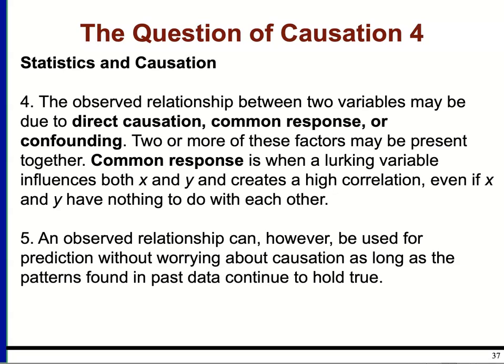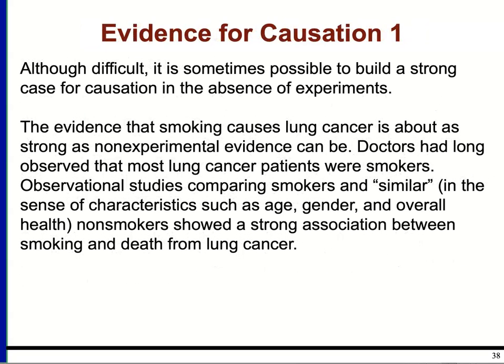And then an observed relationship can, however, be used for prediction without worrying about causation, as long as the patterns in the past data continue to hold true. So that's important. Even though correlation does not imply causation, correlation does let us know that prediction can be appropriate. So even though it is difficult to build a strong case for causation without experiments, it can be done.